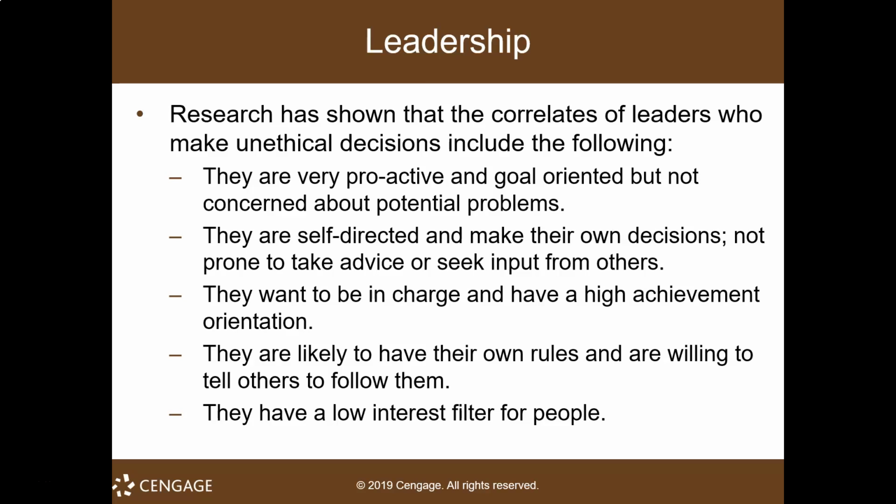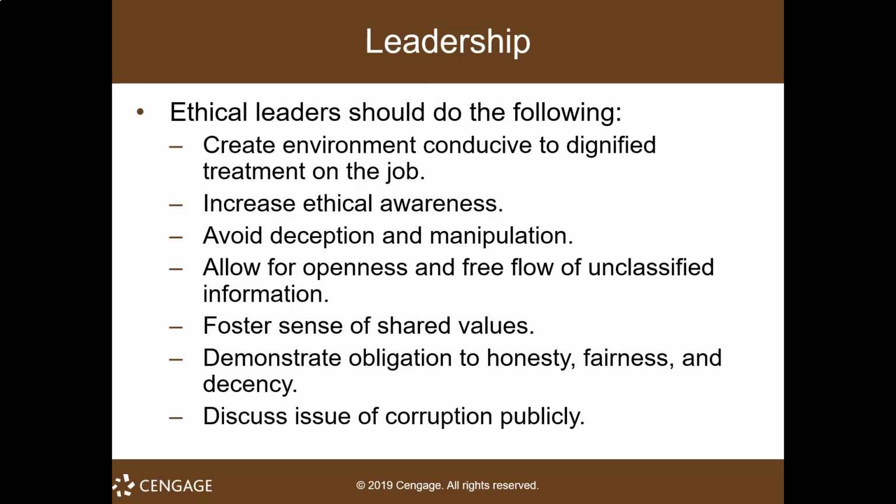They want to be in charge and have a high achievement orientation. They are likely to have their own rules and are willing to tell others to follow them. And then finally, they have a low interest, or kind of not a very good filter, if you will, for people.